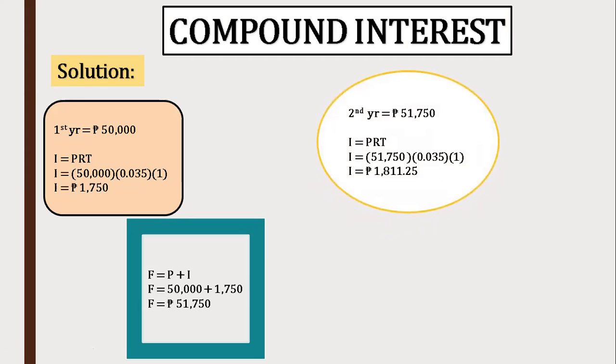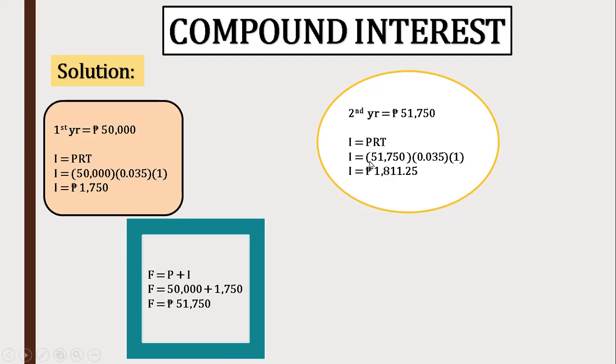We have the second year. If you're asking, sir, for the principal, why is it 51,750? Yes, because since it's compounded, we're looking for the compounded interest and we are doing the compounding process. We are going to use the future value of the first year and make it as our principal value for the second year. Yes, that is a very vital thing here, that the future value for the first year will be the principal value for the second year.